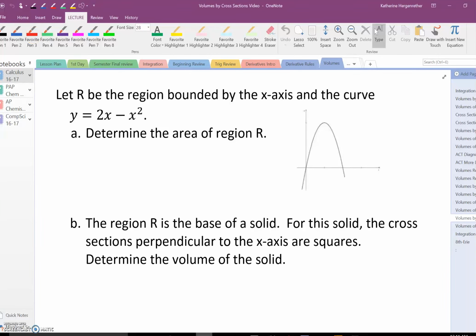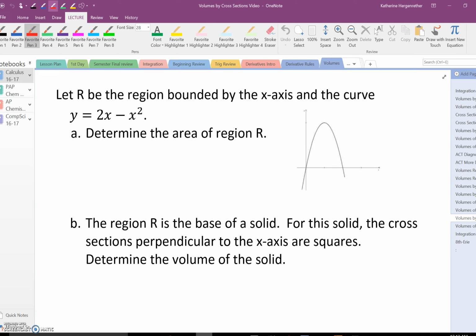Okay, so this video is just going to show you some examples of how to find the volumes by cross-sections where they give you the shapes. So we're going to start off: let R be the region bounded by the x-axis and the curve y equals 2x minus x squared. So I included a little graph of this that you can see over to the right.